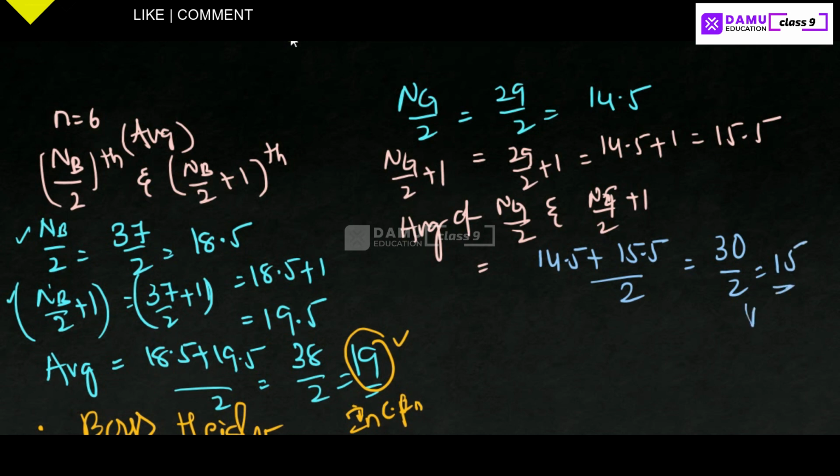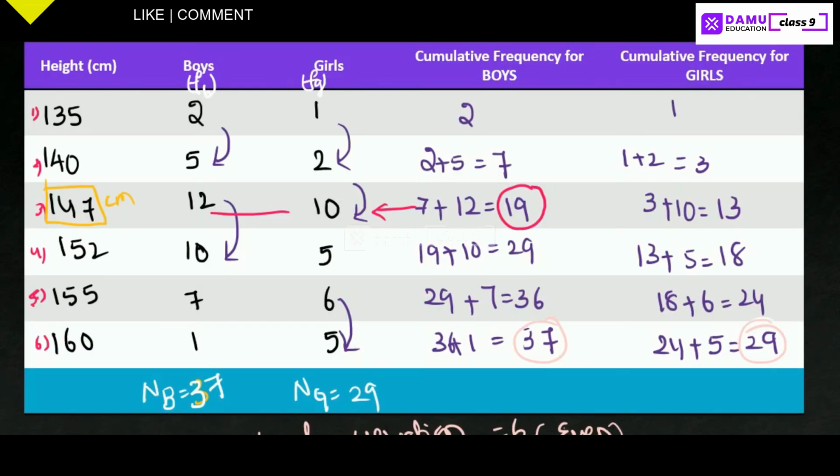So in the cumulative frequency we have to check where the 15th term is. The 15th term is not here, so we have to take an approximate value. The 15th term is not there, right? So 15 lies in the range between 13 and 18. For that we have to go for the higher one, 18. So we select 18, which is the cumulative frequency, and the corresponding height is 152. So let's take 152 centimeters for girls.